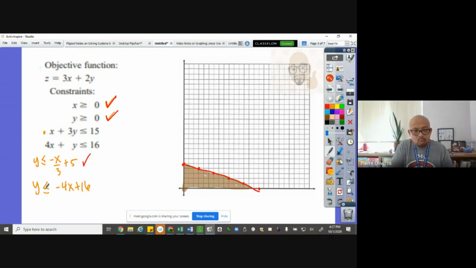Next is y less than or equal to negative 4x plus 16. So counting up: 5, 6, 7, 8, 9, 10, 11, 12, 13, 14, 15, 16. This is 16, that's my y-intercept. Then down 4 over 1, repeating. The graph will be something like this, and it's less than, so we highlight only this portion here.